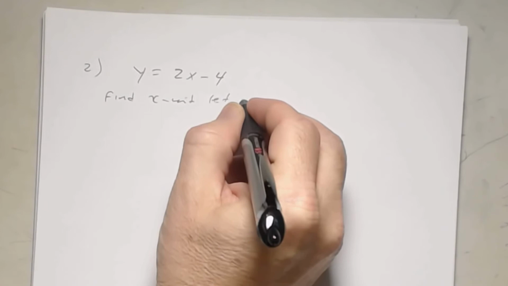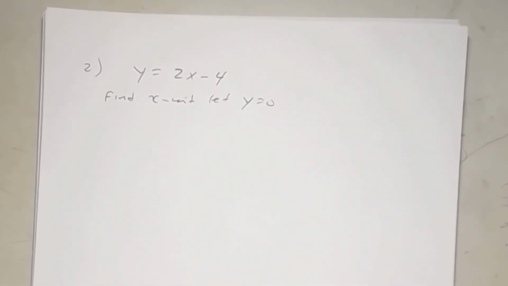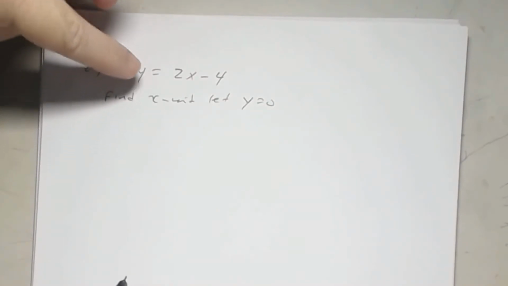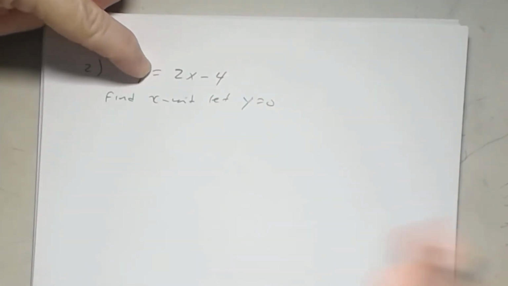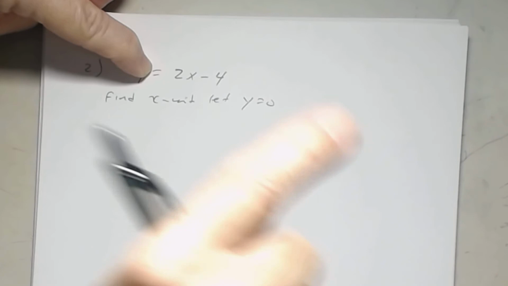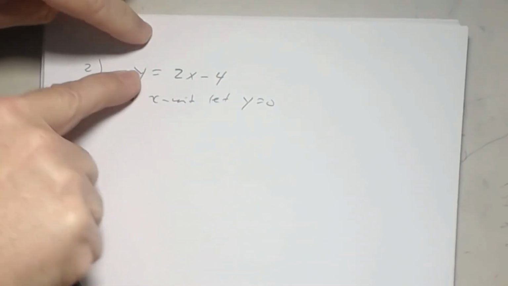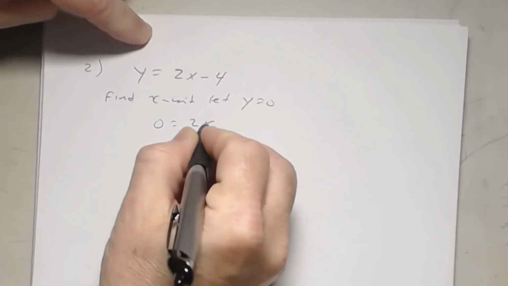I let what? y equals 0. Now be careful. If I put my thumb over the y, what equation is left? What equation do you see? 2x minus 4. Okay, it has to be an equation. 2x minus 4 equals what? 0, because that's what y is, right? So in other words, you're saying 0 equals 2x minus 4.